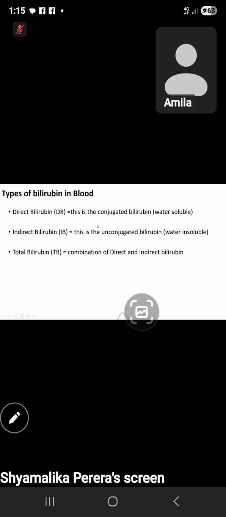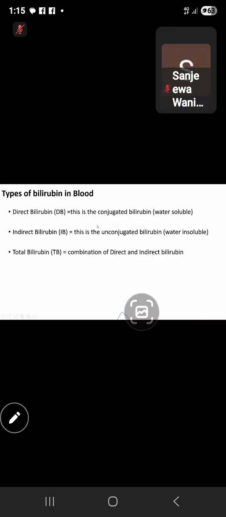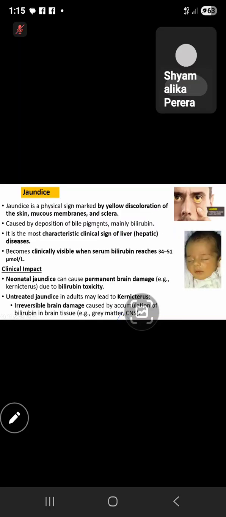With these parameters, you can assess different functions in your body. Some fractions, like indirect bilirubin, indicate not only liver pathology, but also other diseases. Right. So the other term coupled with bilirubin is jaundice.